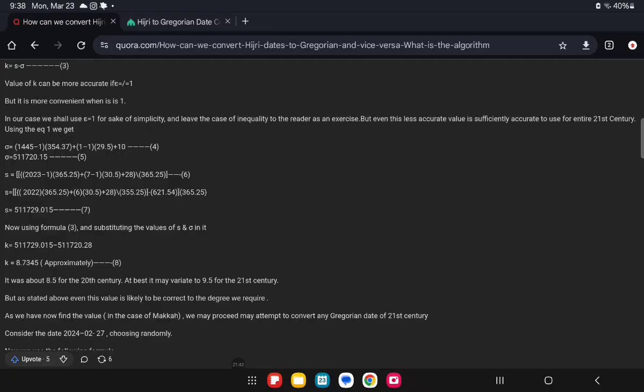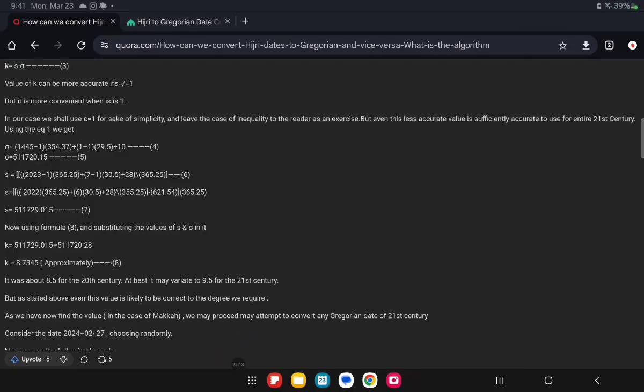So let me also do the math. So we have 1444, which is 1445 minus 7 times. I'm going to pause this while I do math so that you don't have too much of the video taken up by stuff where nothing is happening on screen.